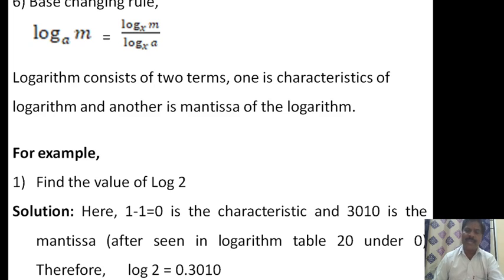The value you get there is called the mantissa. After seeing 20 under 0 in the logarithm table, we get 3010, and this is called the mantissa of log 2. Therefore, we say log 2 is equal to 0.3010. Okay.